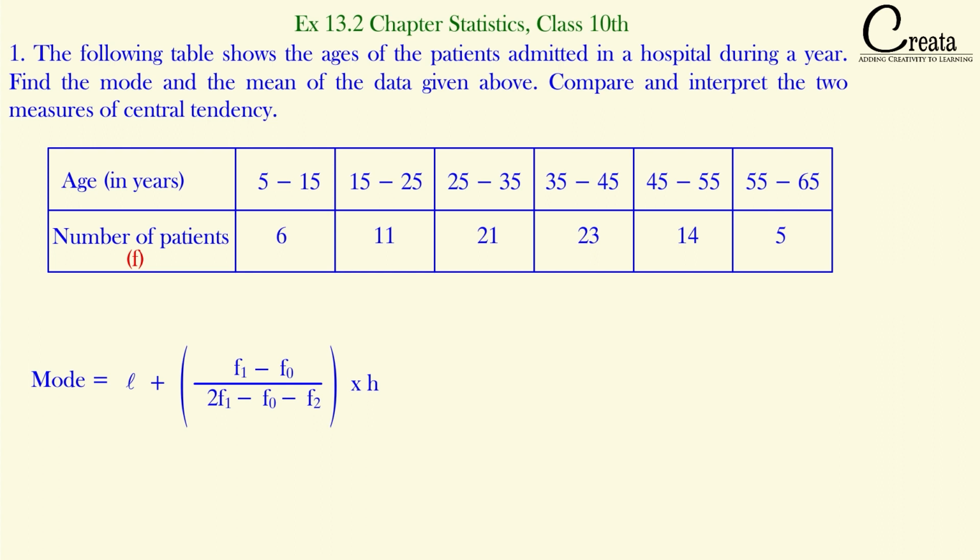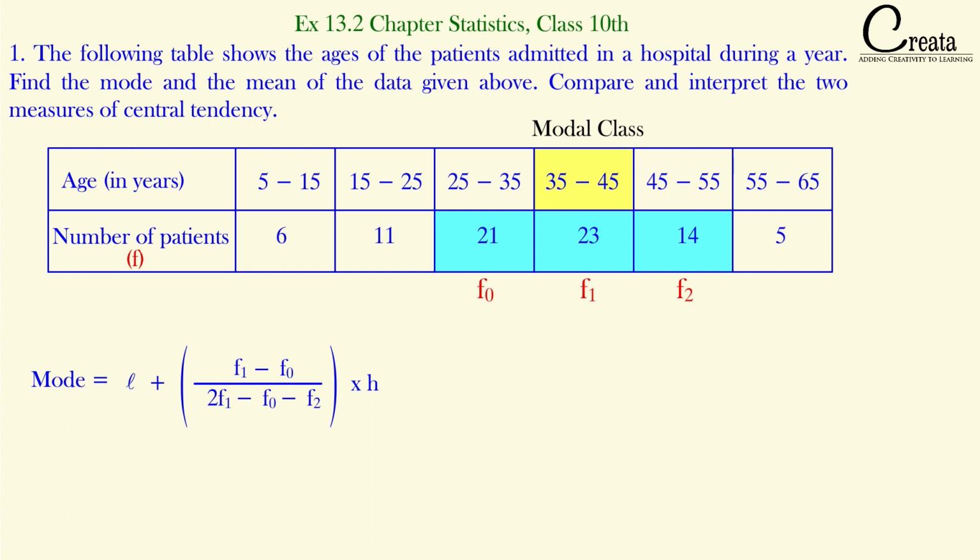And what is modal class? Modal class is the class which corresponds to maximum frequency. Out of all these frequencies, 23 is the maximum frequency. And this class will be called the modal class. Firstly, F1 is the maximum frequency or the frequency corresponding to modal class. So we got 23 as F1. And next, finding F0 and F2. F0 is the frequency before our modal class frequency and F2 is the frequency after the modal class frequency. So here F0 is 21 and F2 is 14.